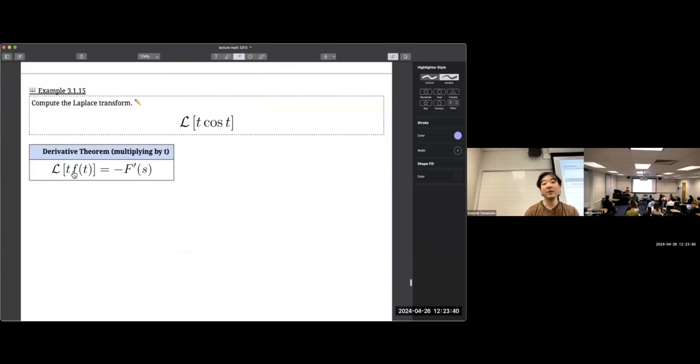So let's do that. Every time you see the Laplace transform of t times f of t, you can just compute, like, this is my f of t.